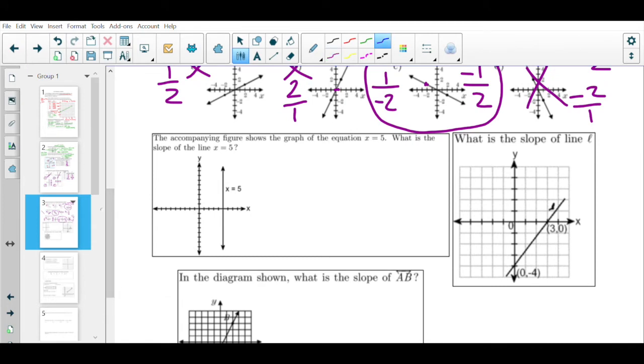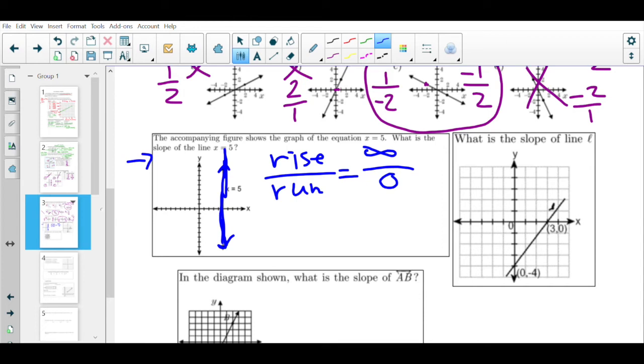The accompanying figure shows the graph of the equation x equals 5. What is the slope of the line x equals 5? This is a vertical line. This is a special case, but let's look at it in terms of rise over run. The rise is infinite. It just keeps rising and rising. It's a vertical line, but there is no run, so the run is 0. Anything divided by 0, we call that an undefined slope. So this is a vertical line, and the slope is undefined.